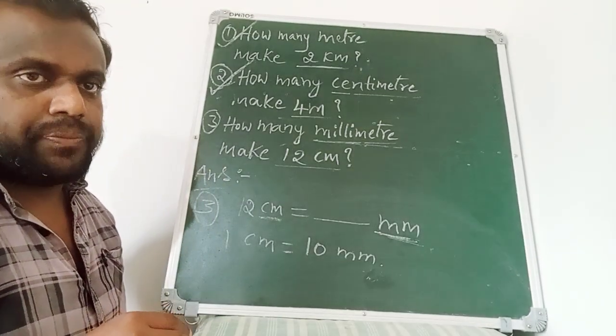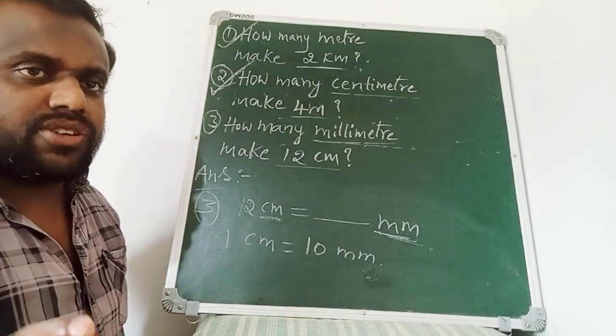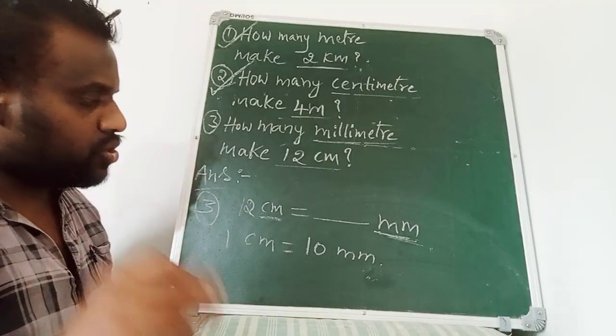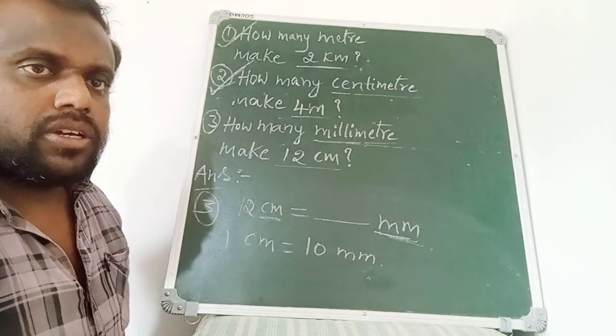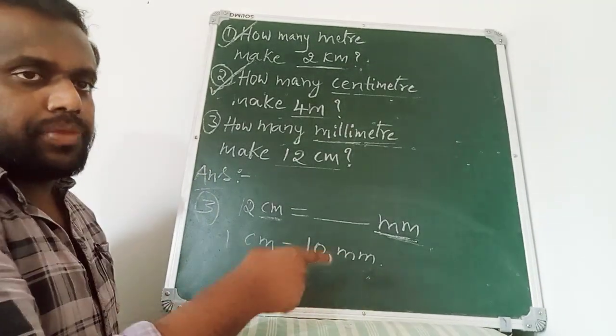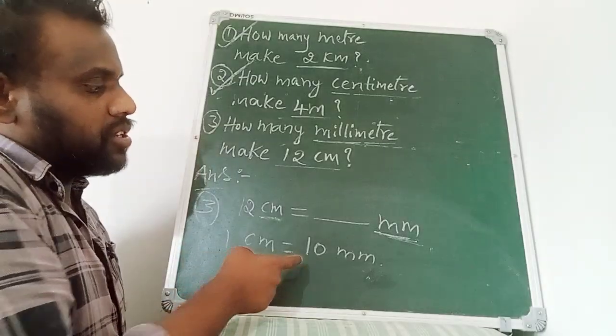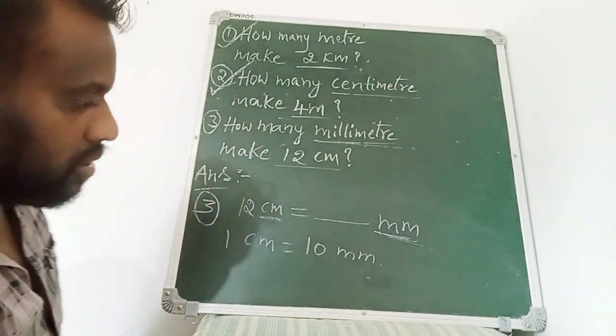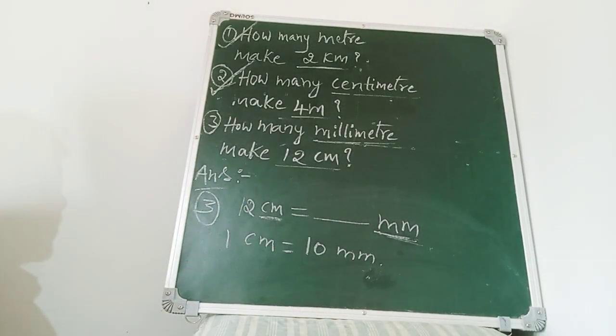Okay, 10 millimeter. See, this you have to remember. There is no other way. There are no calculations like that. You just need to memorize this. You just need to remember this formula: 1 centimeter is equal to 10 mm. That's it. Okay.